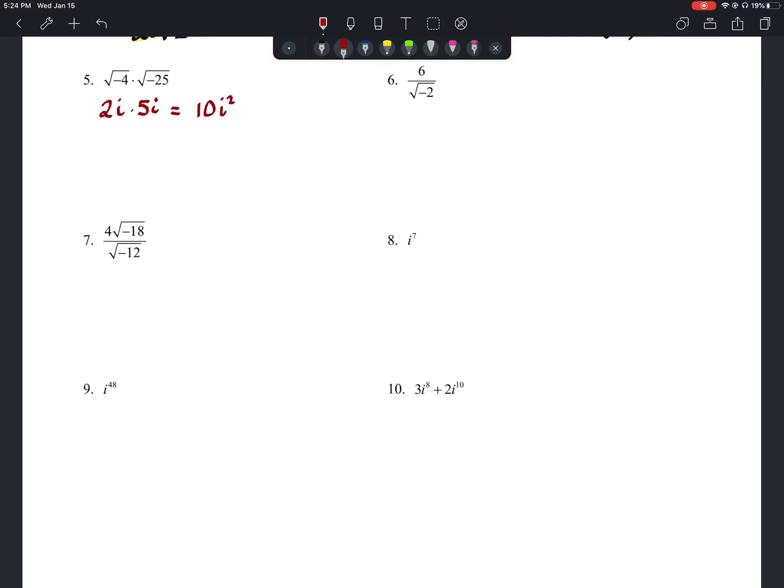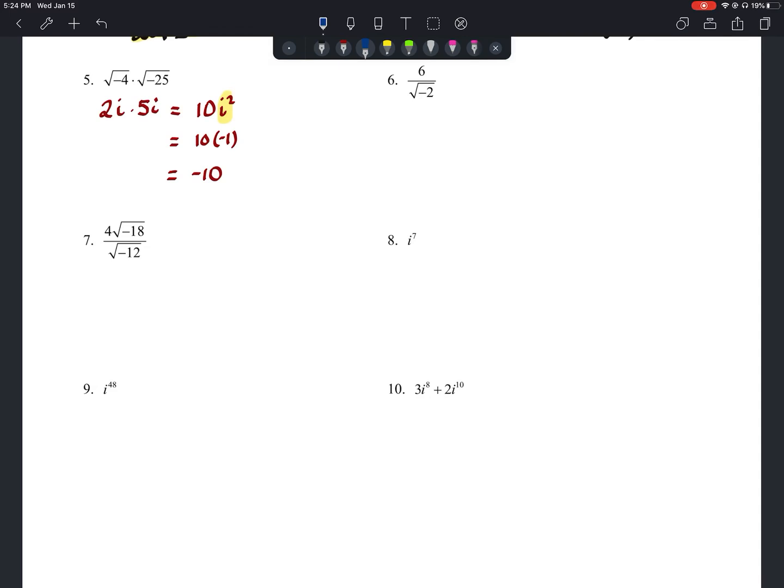10i squared. Now we know that when you have i squared, it's not simplified. So what we're going to do is change that to a -1. And now when we multiply it, our answer is -10. Were you able to keep up with me? Good job. Let's move on to number 6.